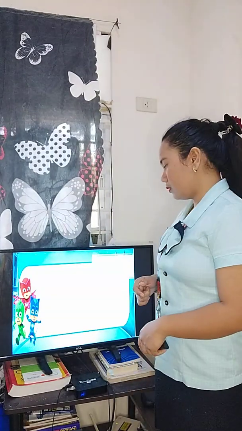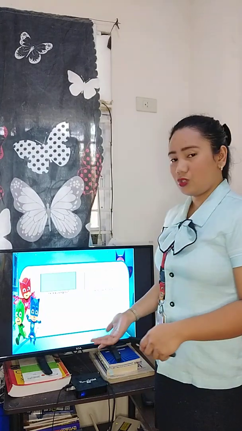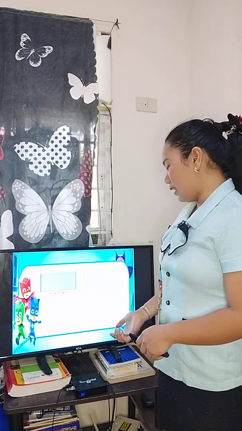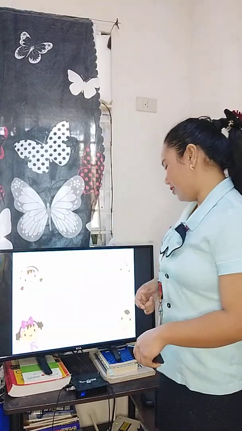Okay, Jean, what do you see in the picture? Very good. Rectangle. Next, Dea. Very good. Square. And the last one is parallelogram. These are examples of quadrilaterals. So I will show you again a picture.